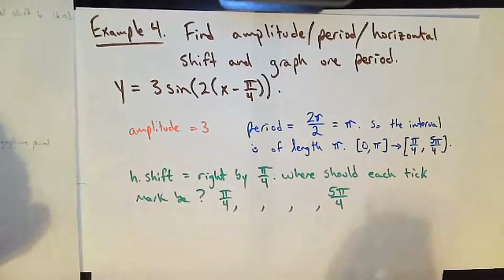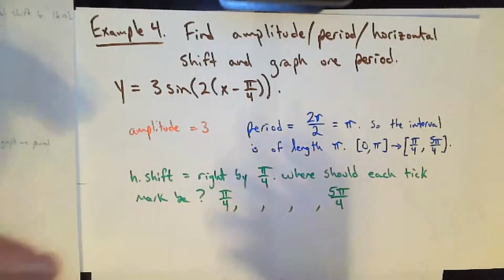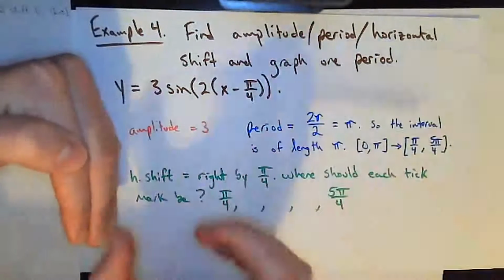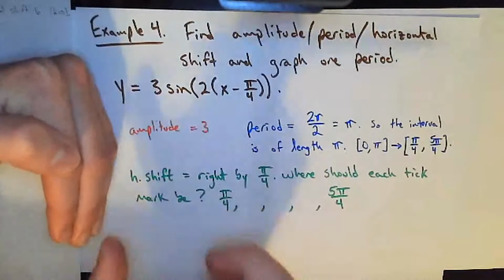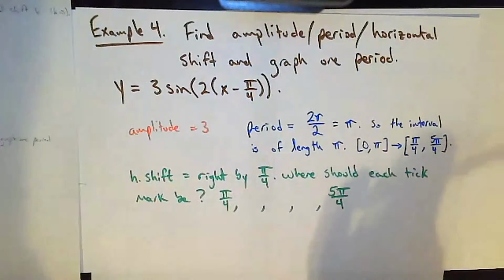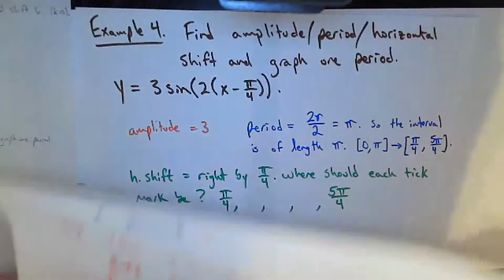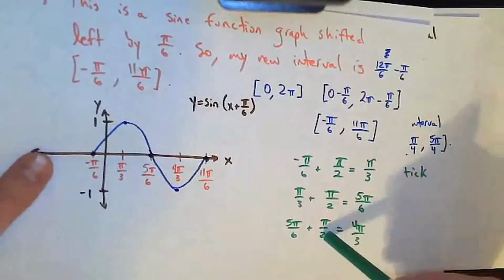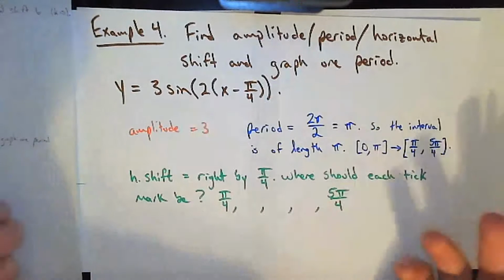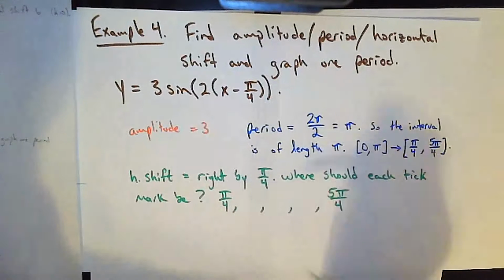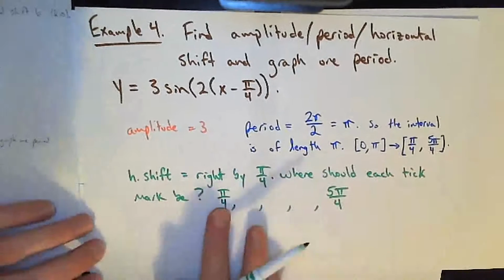Can I go ahead and find them? How am I going to find them? Last time, I said, if my period is 2 pi and I'm chopping it into 4 chunks, so 5 values, 4 chunks, each of those chunks should be pi on 2. So that's why I kept adding pi on 2. But here, the period is only of length pi. So if I'm chopping it into 4 chunks, I'm not going to be adding pi on 2, I'm going to be adding pi on 4, in increments of pi on 4 to find these tick marks.